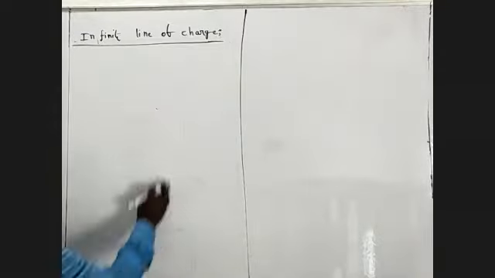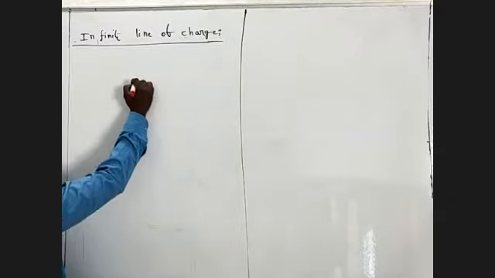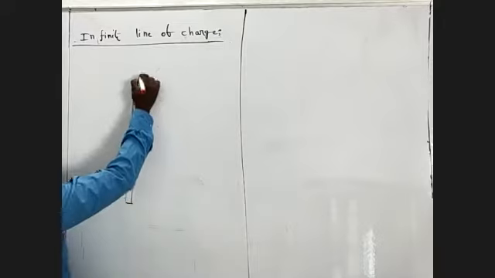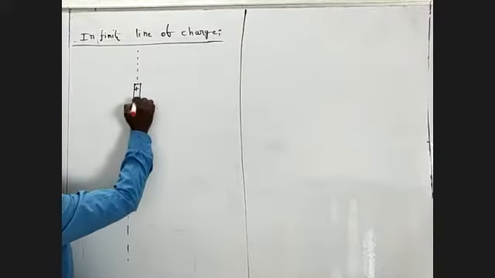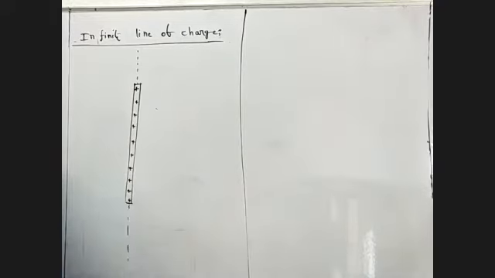So we are taking an infinite wire. Positive charge is uniformly distributed along the wire.